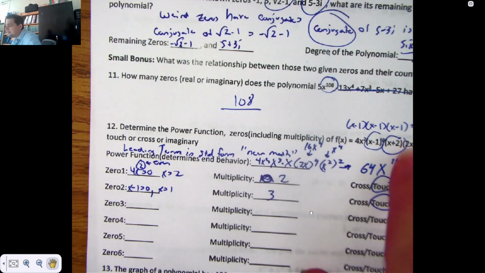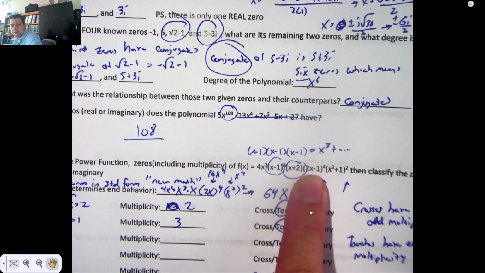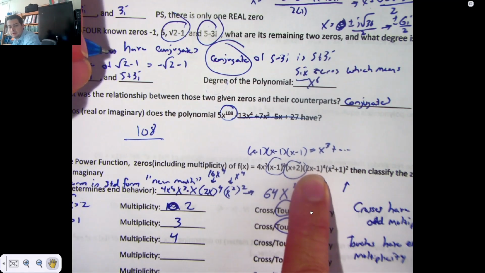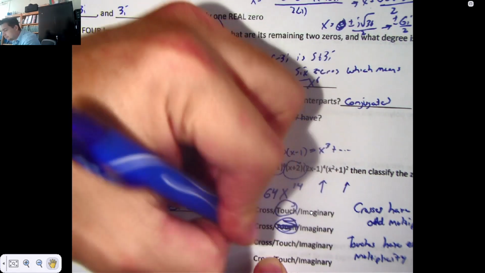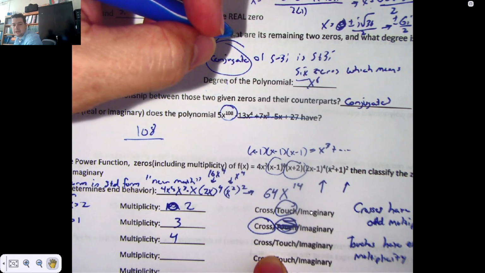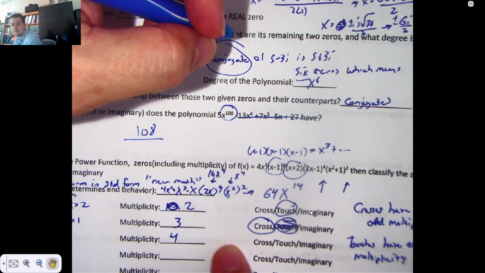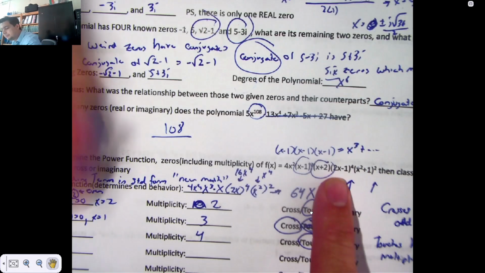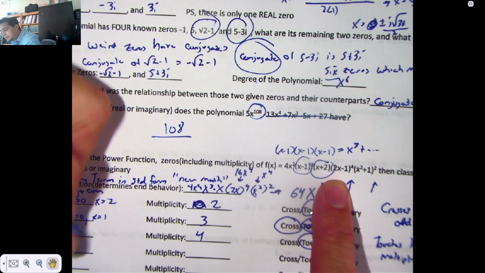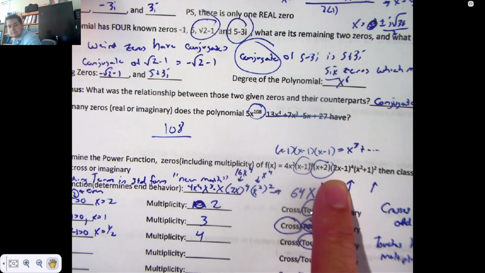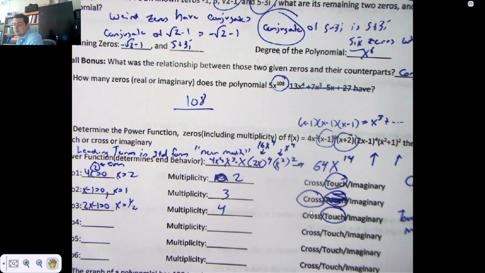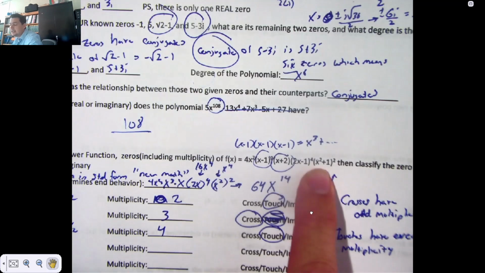The third zero happens at 2x minus 1 to the fourth. I'm just going to talk about its multiplicity first. It has a multiplicity of 4, and 4 is even. 3 is odd, that's a crossing. 4 is even, that's a touch. Now back to the factor. 2x minus 1 is 0, x is a half. Okay. Next factor is x squared plus 1 squared.